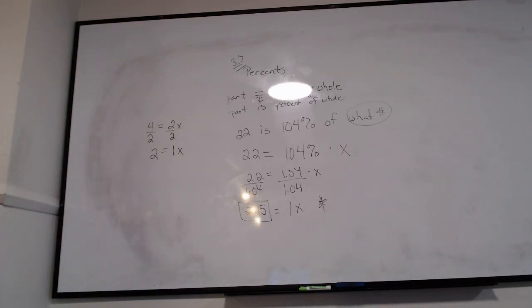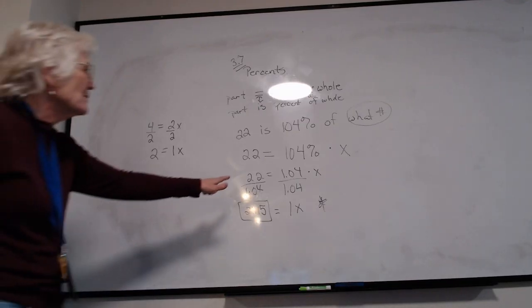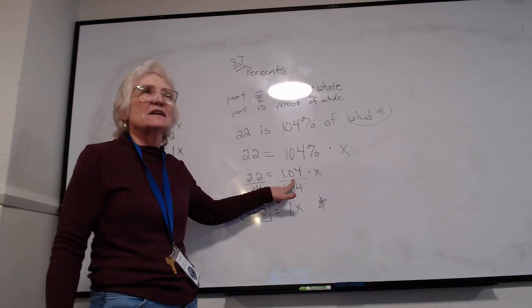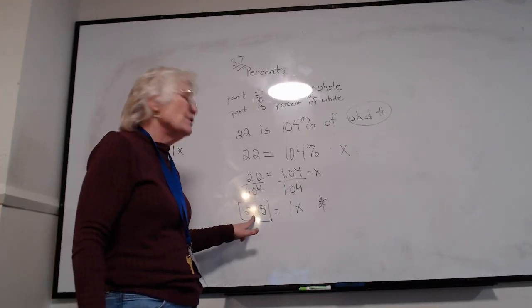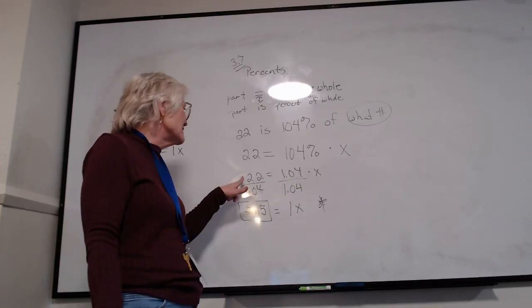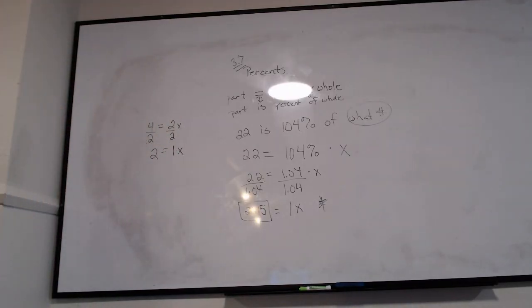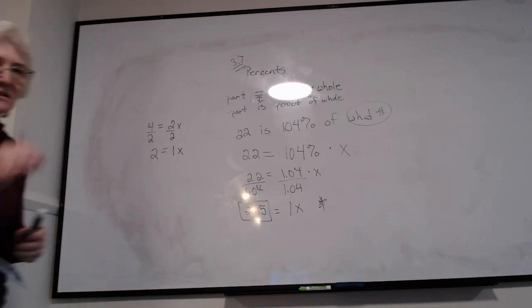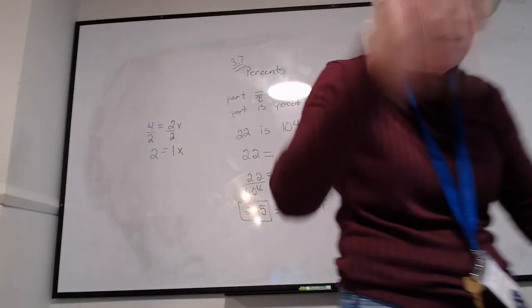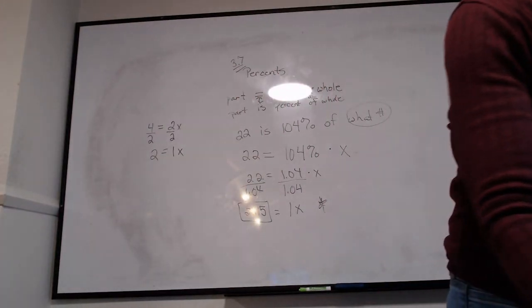No, because it's more than 100%. It's more than 100% because 22 is 104%. 21 is smaller because this number is more than 100%. So think through those, what do percents mean as you're working these problems? That's kind of how you go through this. We're looking at what percent and how we're going to find it.